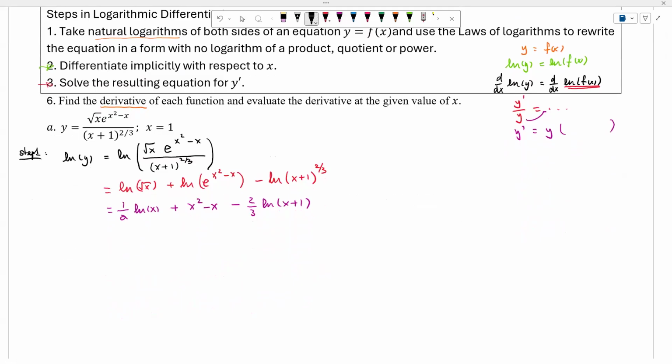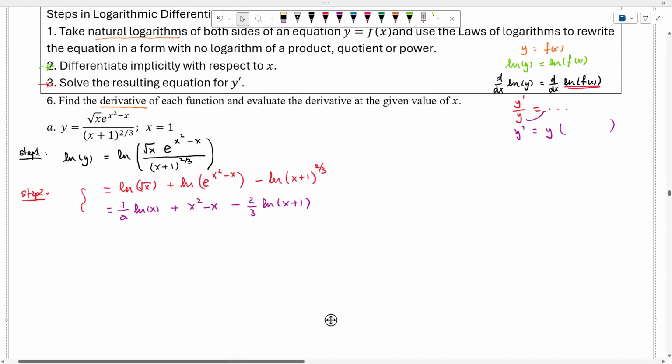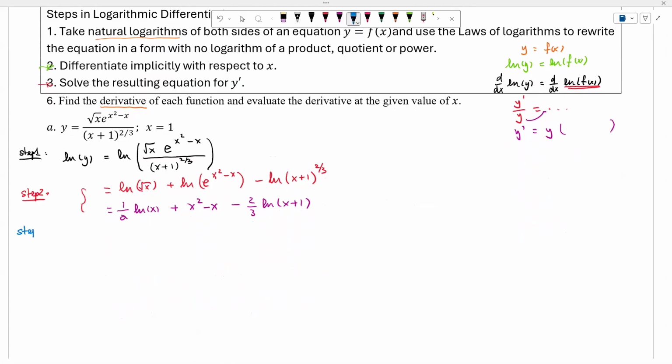Maybe you could consider that this step right here is your step 2, which is to rewrite the natural log of y into addition and subtraction of logs without any power. Then now, step 3 is we would like to take the derivative with respect to x to both sides of the equation now.